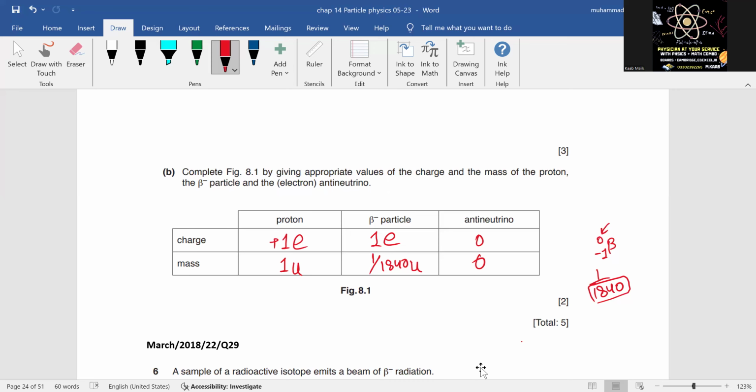Okay, by the way, for appropriate charges, they are basically asking for the actual charges and not the relative charges, and we wrote down the relative charges. So it is better to write their actual charges. That should be 1.6 exponent negative 19 and negative 1.6 exponent negative 19. For the mass of the proton, it is 1.66 exponent negative 27, and for the electron it is 9.31 exponent negative 31. Okay, is that clear, guys? Yes.